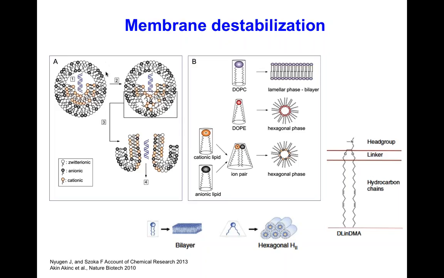interaction of the positively charged lipid with the negatively charged endolysosomal system. That forms a hexagonal structure, destabilizes it, and that causes a lot of these materials, especially nucleic acid, to escape out of the endolysosomal compartments.